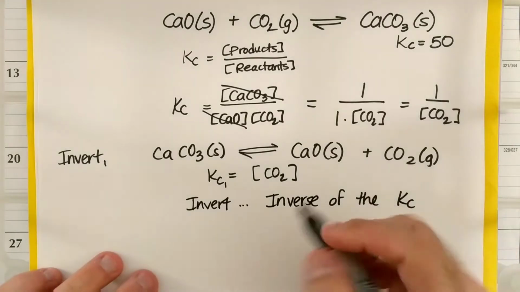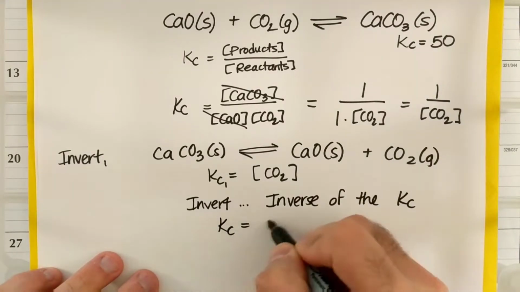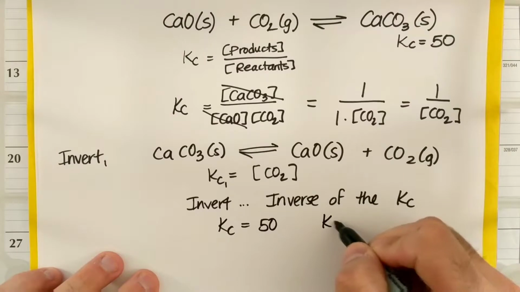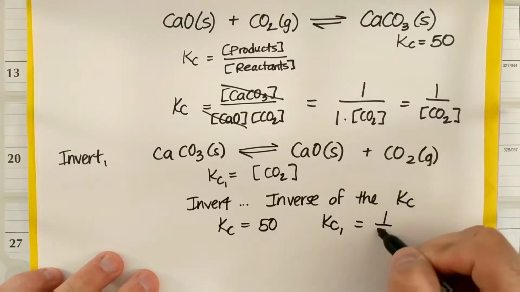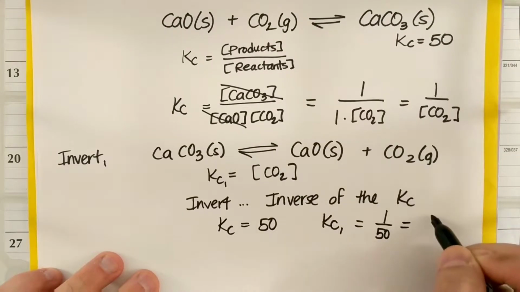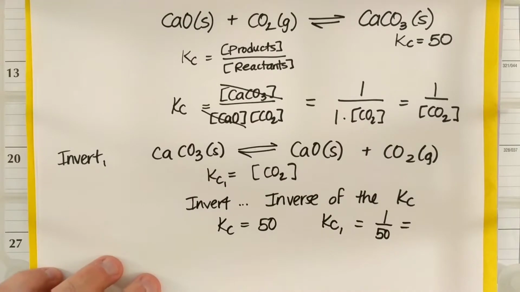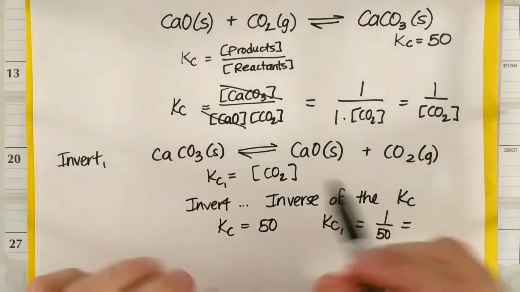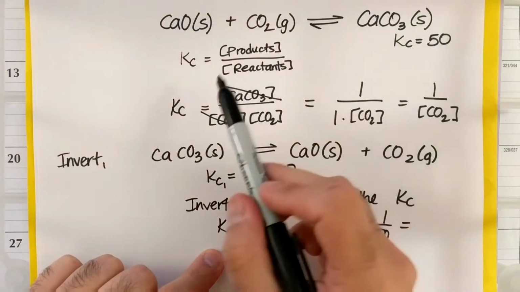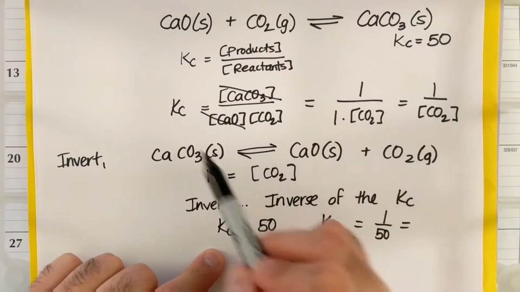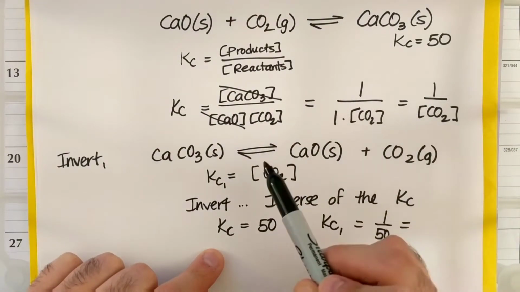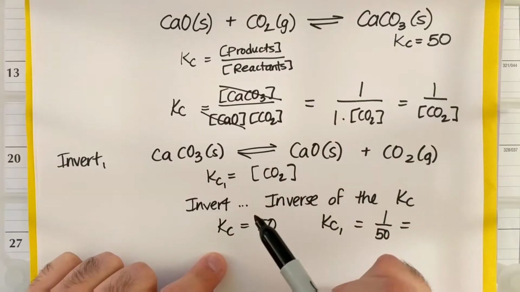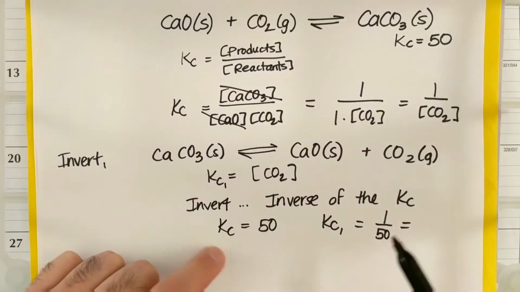Okay? So my original Kc was 50. My Kc for the invert is just going to be 1 over 50, which is whatever number that is. That is how you work with the equilibrium expression if I were to invert or switch the reaction. So my original Kc was 50, and that's for this reaction. For this Kc, it looks like it's the inverse of this, so all I do is 1 over 50.